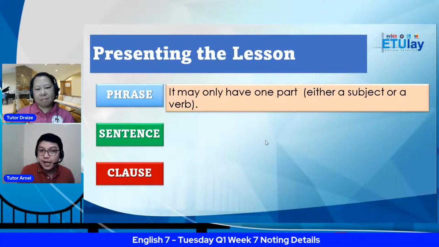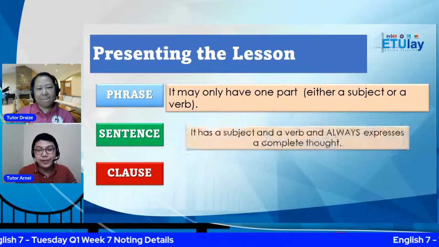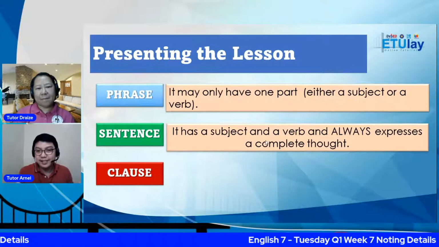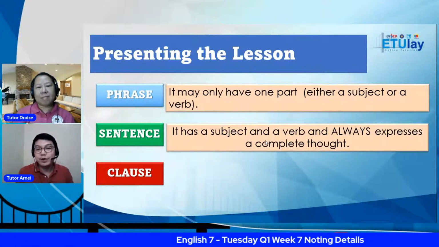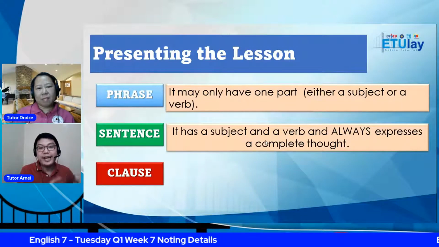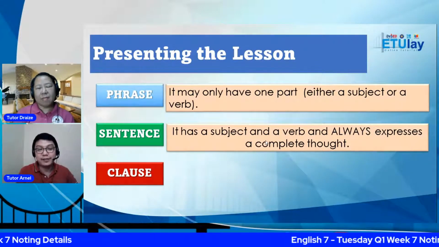It could be either a subject or a verb. All right. So, what's the difference of a phrase to a sentence? Of course, a sentence is complete. It always expresses a complete thought. Why is it complete? Because there is a subject and there is a verb combined together expressing a complete thought.